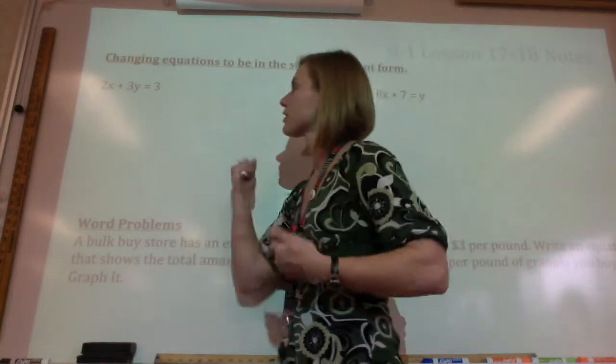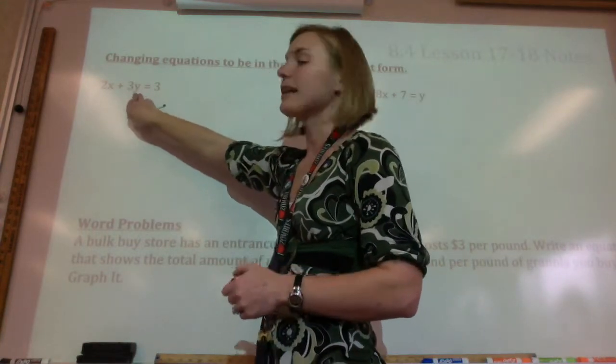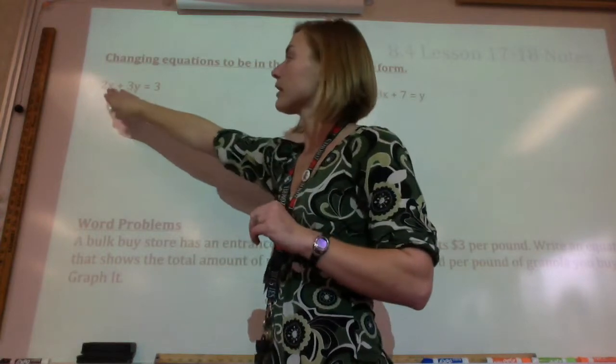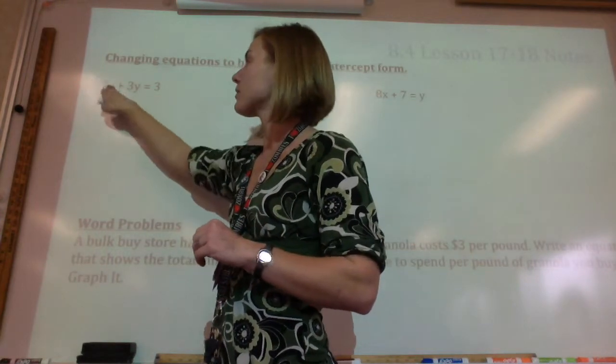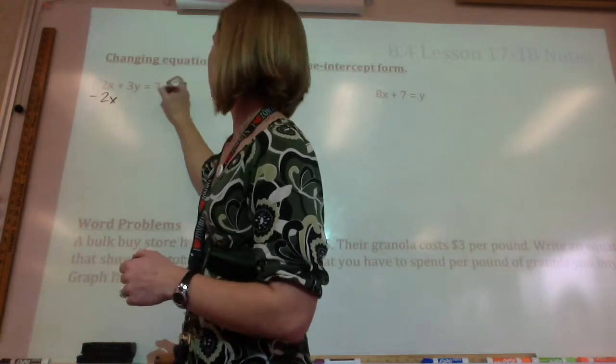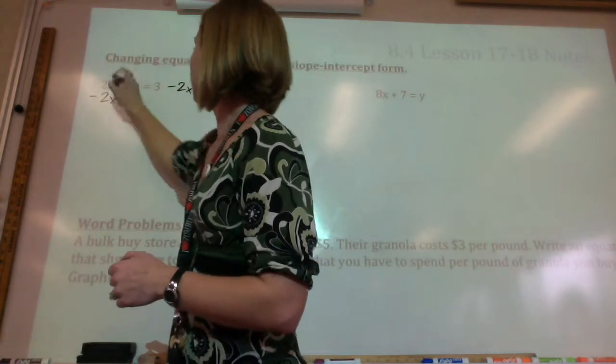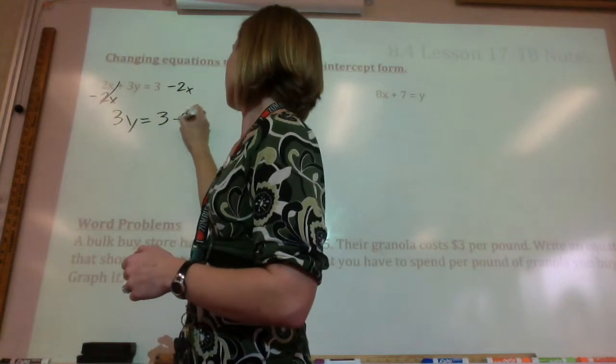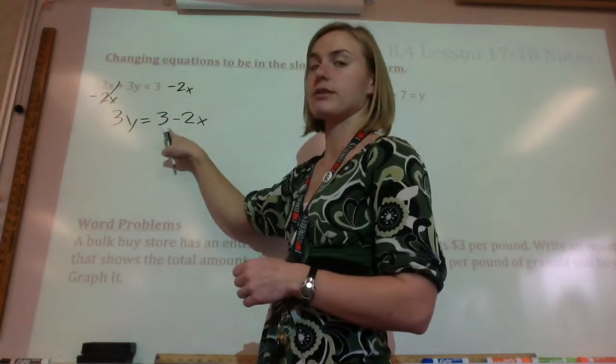So let's take a look at this first equation. If I want to solve for y, I need to get rid of everything else around it. So I'm going to get rid of the fact that I'm adding 2x by subtracting 2x. So I'm going to subtract 2x from both sides. And these can't combine because they're not like terms.